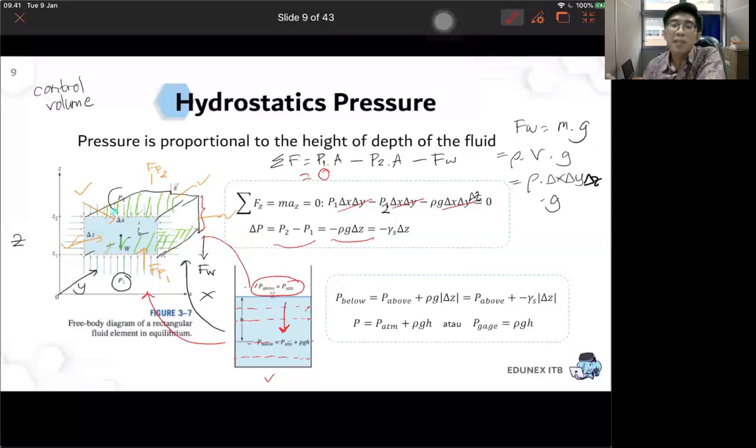How much is the value? Again, it depends on the location. You can assume it is 1 atm if it is not known. However, if you go deeper into the water, then the pressure will increase. How much is the increase? It depends on the depth, or the height of the liquid, the height of the water. Okay?